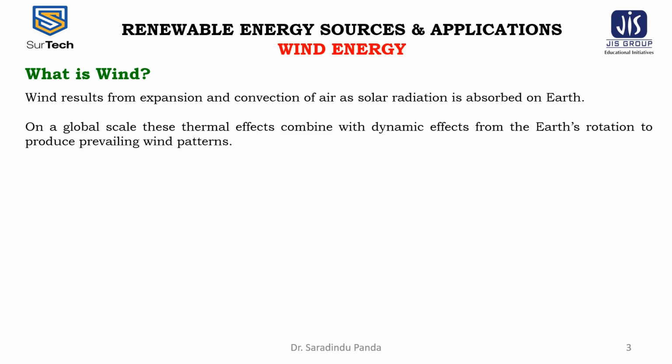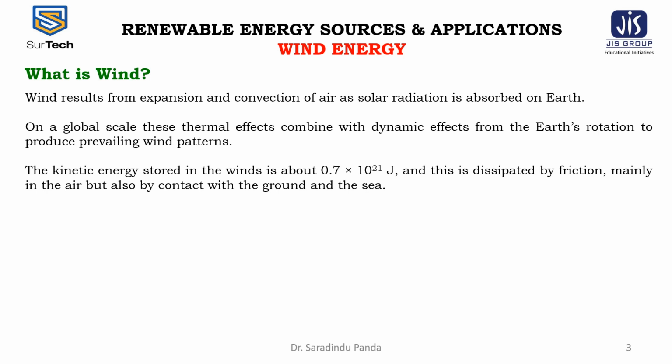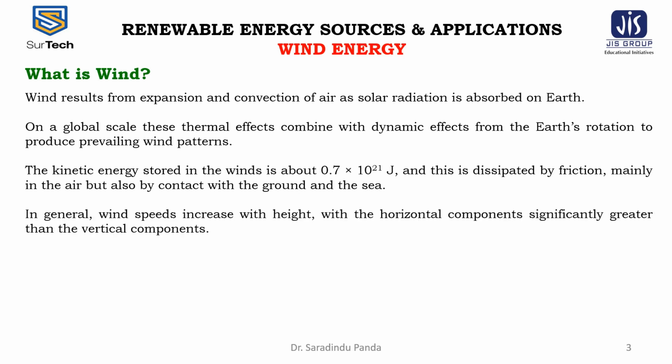Now, on a global scale, these thermal effects combine with the dynamic effects from the Earth's rotation to produce the prevailing wind patterns. The kinetic energy stored in the winds is about 0.7 × 10^21 joules, and this is dissipated by friction, mainly in the air but also by contact with the ground and the sea. In general, wind speeds increase with height, with the horizontal components significantly greater than the vertical components.